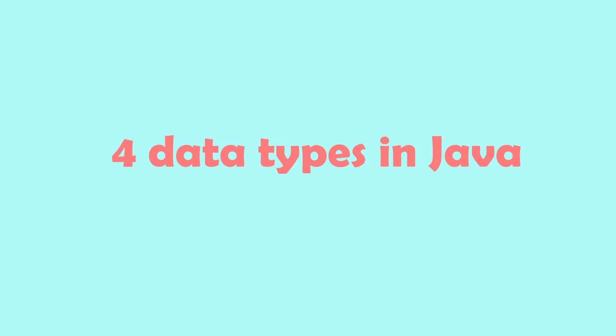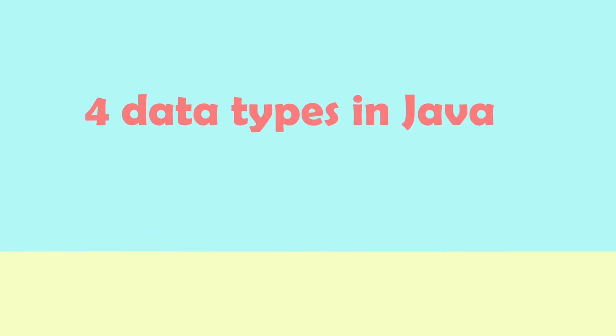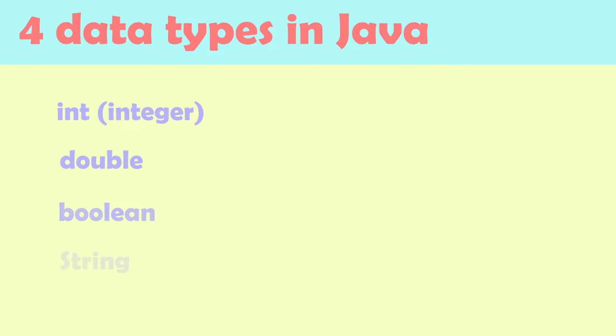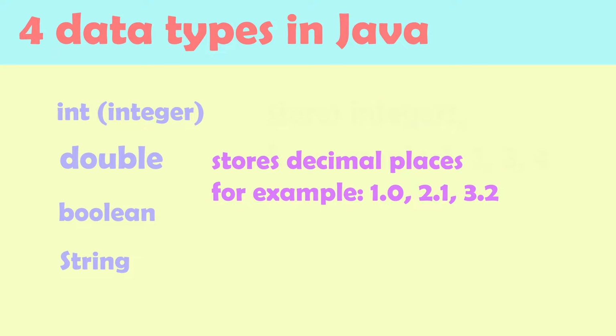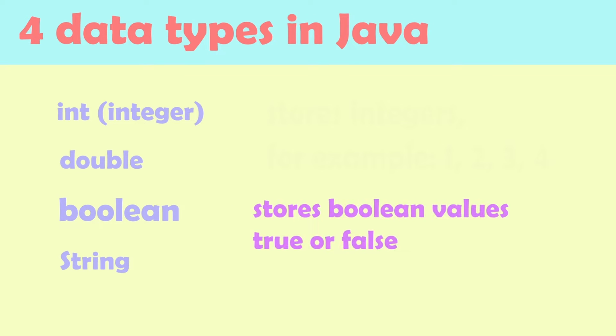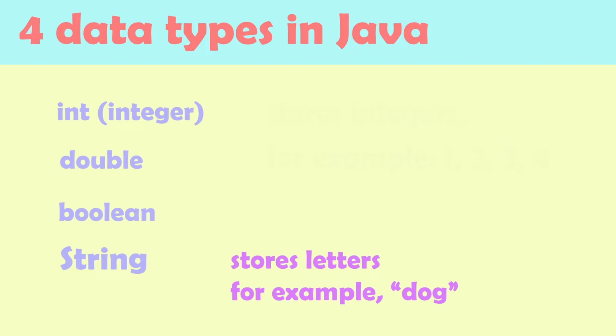In Java, a variable is a place where we can store a value that can be changed. Some of the most common types of variable include int, double, Boolean, and string. An int data type represents an integer, for example 1, 2, 3, 4. Double stores decimal numbers, for example 1.0, 2.1, 3.2. Boolean can only store two values, true or false. And the string variable stores a word, for example the word dog.